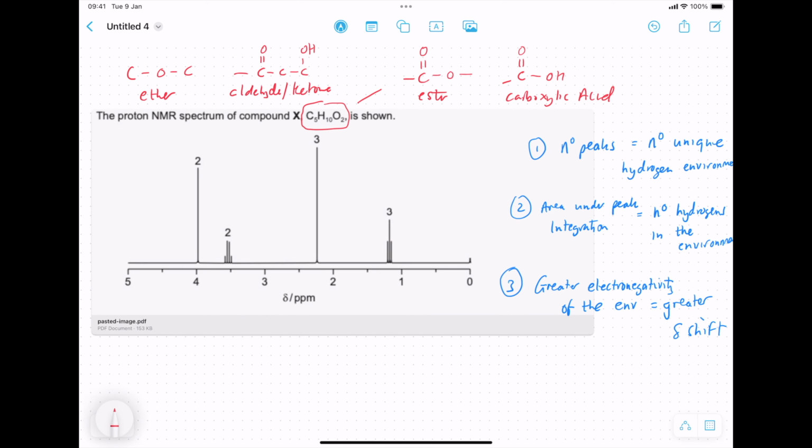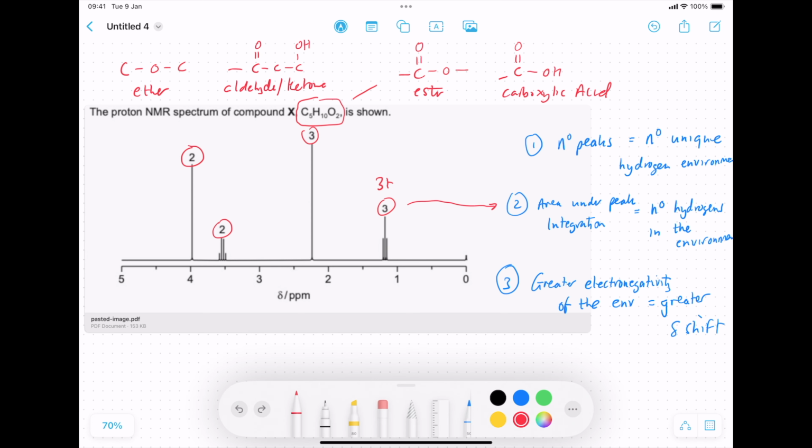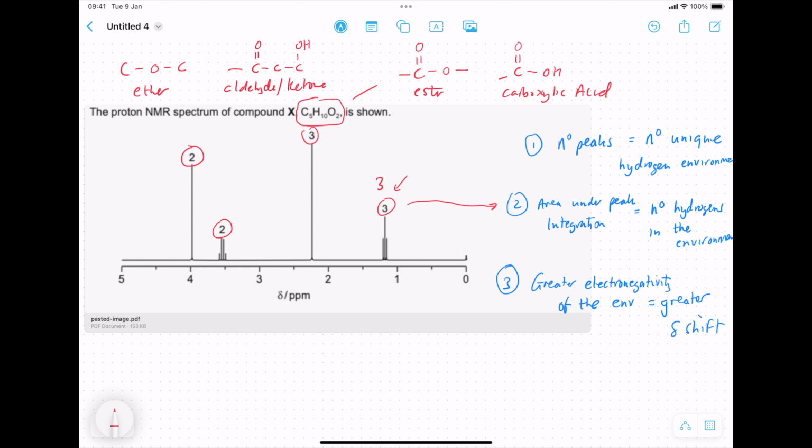The second thing I was thinking about is, well, actually rule number two, these numbers here, which are very useful. They are the integration values. So when you see a little number across the top of the peak, usually it's written as like 3H, or just in this case, just 3. That tells me, for example, in this particular environment, there's 3 hydrogens.